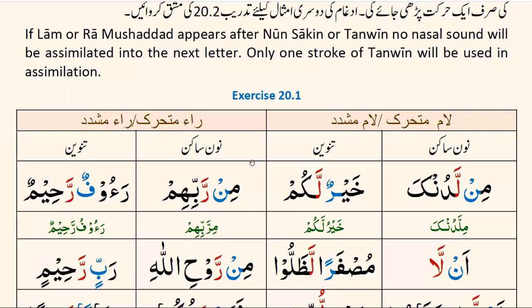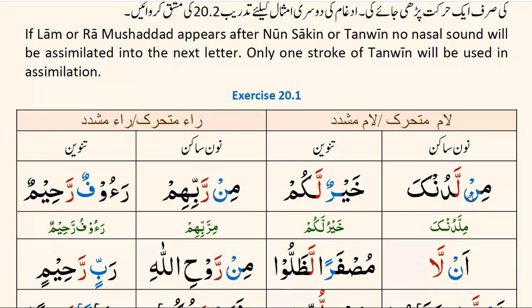In the case of idgham kamil, where we're totally not making a nasal sound, we are looking at 2 specific letters, lam and ra. Lam mushaddad and ra mushaddad. Feel free to write that down if you like, because it's easier to remember. But if there is a noon sakin or a tanveen, and the letter after that is a lam mushaddad or a ra mushaddad, then we totally eliminate the sound of the noon. We eliminate the sound of the noon and we give no nasal sound, okay?